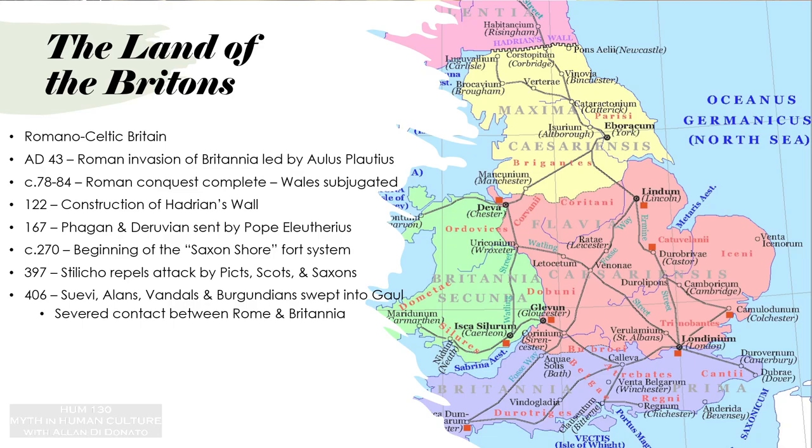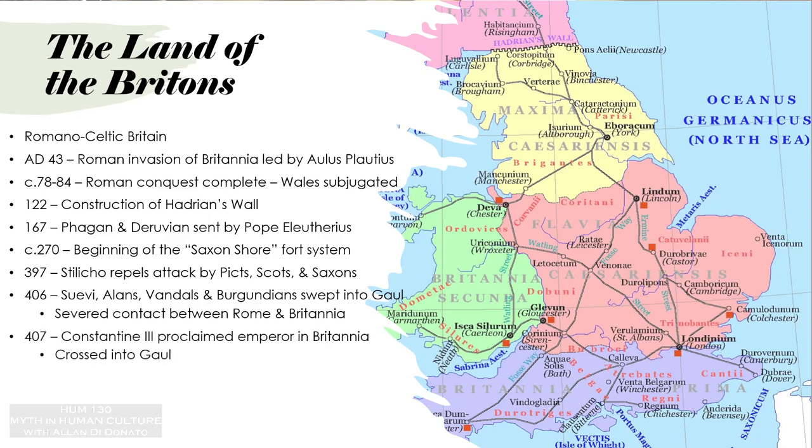In 406, you've got a really cold winter where you've got the Rhine frozen and you've got barbarian tribes that were north of the Roman boundary kind of sweep down into Roman Gaul. Suevi, Alans, Vandals, Burgundians, and they ultimately are going to sever contact between Rome and Britannia. Okay, Britannia being the Roman name for Britain. Okay, that was across the way. So these barbarians kind of isolate Rome. Rome withdraws some of their, has already withdrawn, by the way, some of their troops to fight against the barbarians in Europe, and at this point, there's really only one legion left in Rome.